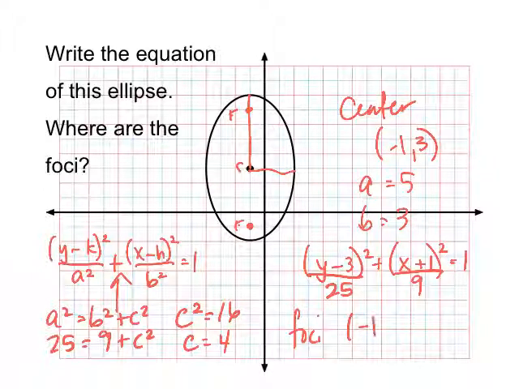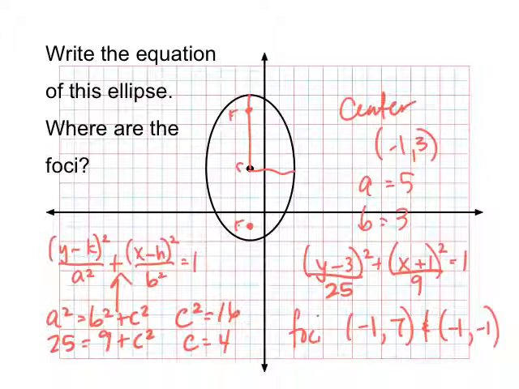And I can write down those ordered pairs. They're at -1, and one is up 4, 7, and the other one is at -1 and down 4, -1. And there is your locations. That is it for ellipses.